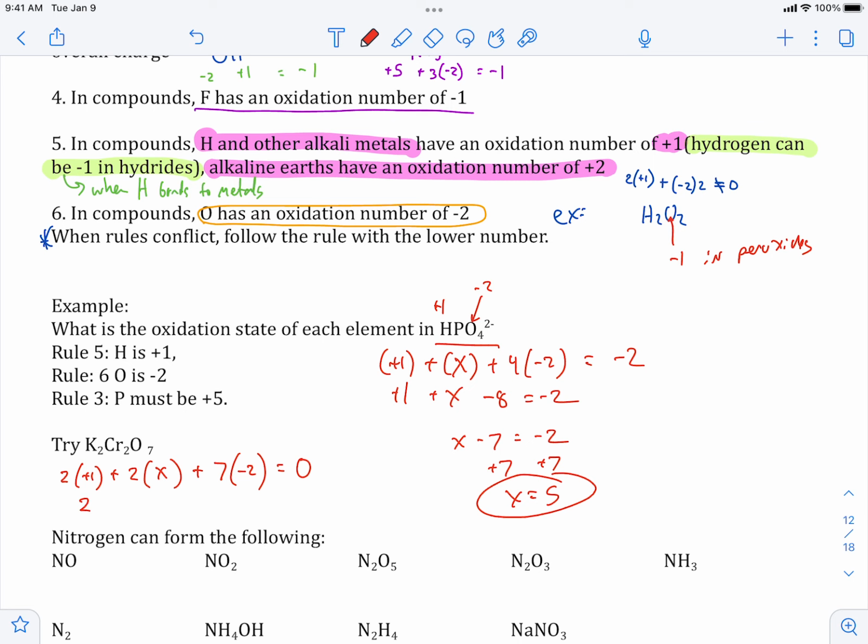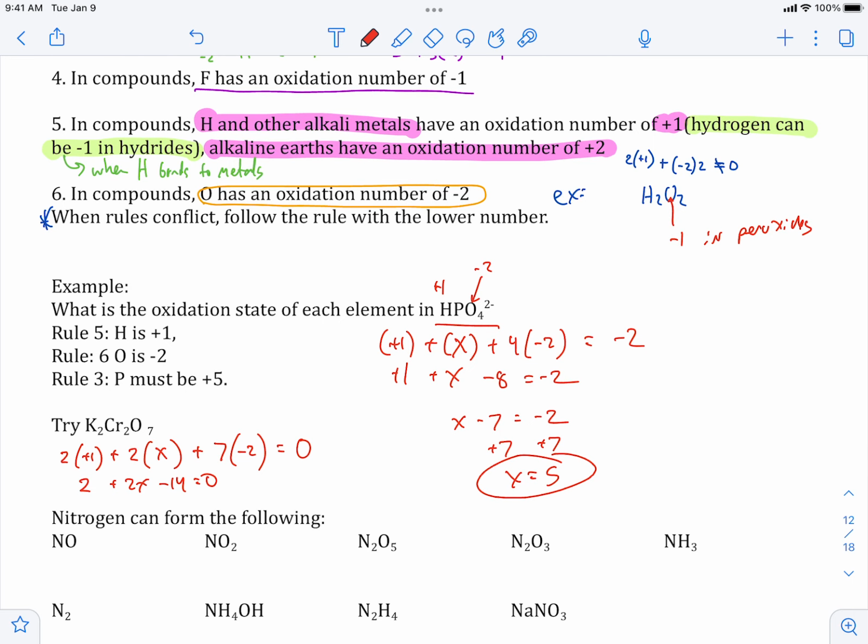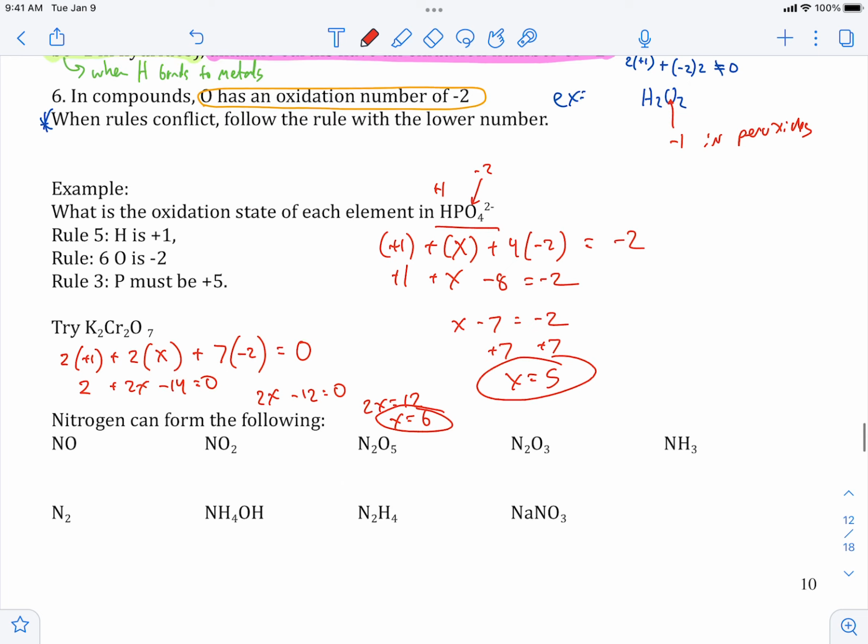So what do we have? We have 2 plus 2x minus 14 is equal to 0, which means 2x minus 12 is equal to 0, which means 2x equals 12, which means x is 6. Chromium's charge is 6. How are we doing so far, guys? Okay.